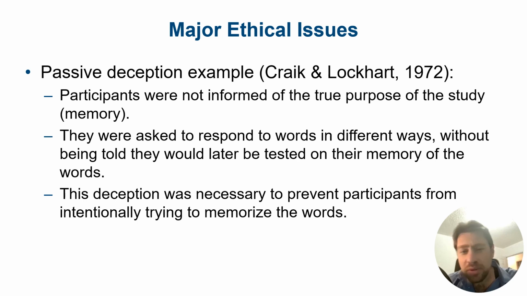Okay, so an example of passive deception is a famous study by Craik and Lockhart, 1972. You may have encountered this study in cognitive psychology or intro to psych. If you recall the levels of processing theory, in the context of memory, the idea is that the level at which you process a stimulus will impact how well you encode and later retrieve that information. So the deeper the processing, the better the encoding and subsequent retrieval of that information.